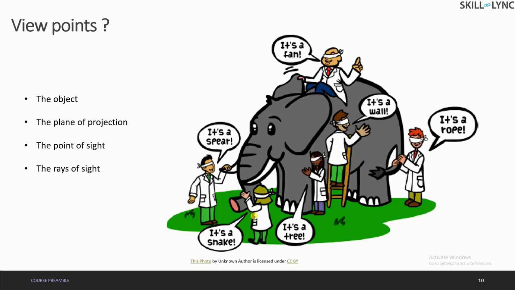Each and every one of them has a different point of sight and viewing methodology, that is, the ray of sight. So they term the object, here the elephant, as a spear, a tree, a wall, a rope, because it keeps deviating with the viewpoints. So reiterating, a technical drawing, as spoken earlier, has to be language independent and very strong with 2D data. Then how do you convey that data in a structured way?